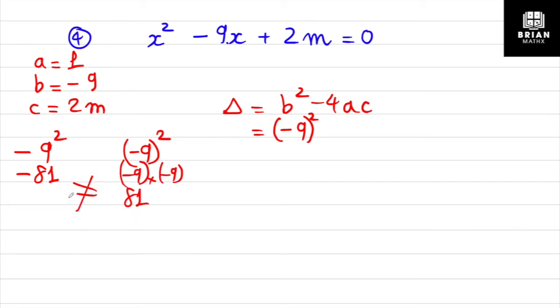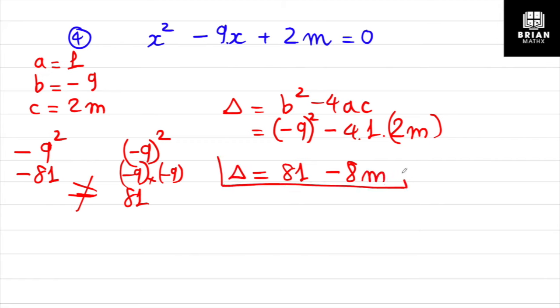Okay, let's do this together, writing very carefully in this position. And 4 multiply 1 and multiply C. What is C? 2m. 2m is C. So 81 minus 8m. Yeah, this is the value of the discriminant: 81 minus 8m.